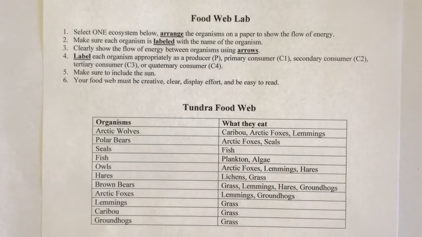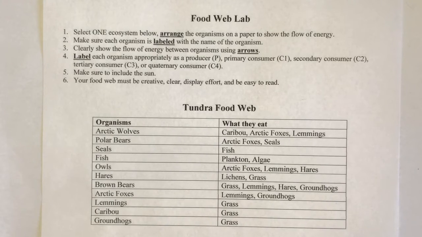Next, on your paper, you're going to make sure each organism is labeled with the name of the organism. Clearly show the flow of energy between the organisms using arrows. Label each organism appropriately as a producer, primary consumer, secondary consumer, tertiary consumer, or quaternary consumer. Make sure that you include the sun and that your food web is clear and easy to read, okay?